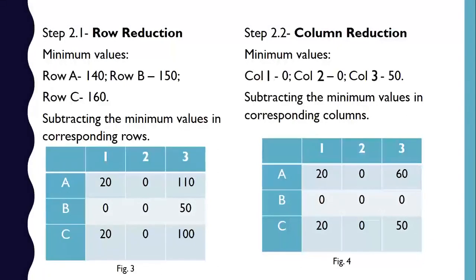Now, performing step 2.2, which is column reduction, we take this new matrix and find the minimum values: column 1 has the minimum value 0, column 2 has the minimum value 0, and column 3 has the minimum value 50. When we subtract these minimum values from all the entries in that particular column, we find figure 4, and the values present after subtraction.